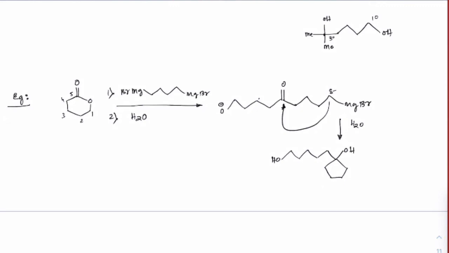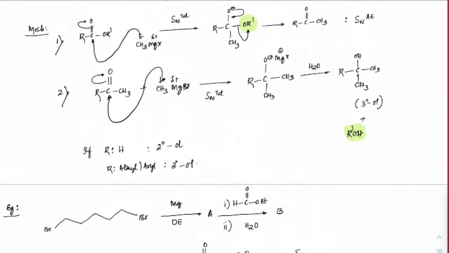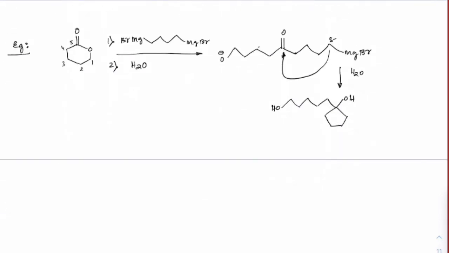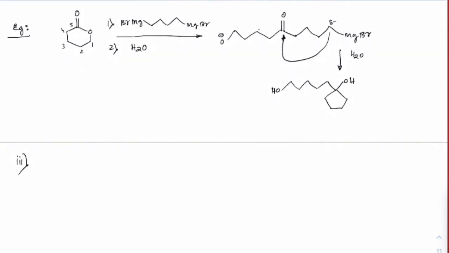So given any type, you should be able to figure out how it is happening. This is an important reaction with esters. So the second one was esters. Now let us see the third one. The third one in acid derivatives is acid chlorides, which is R C double bond O Cl.